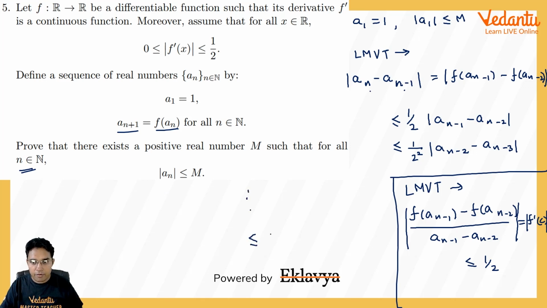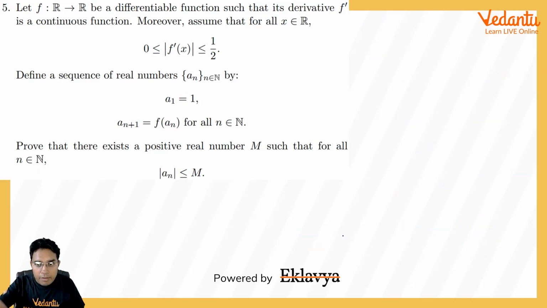And in the end, it will be 1/2 power n-2 |a_2 - a_1|. Every time the power of 2 is increasing in this denominator and this suffix is decreasing by 1. So you can see the sum of this power and this suffix is always n. So here also it should be n.